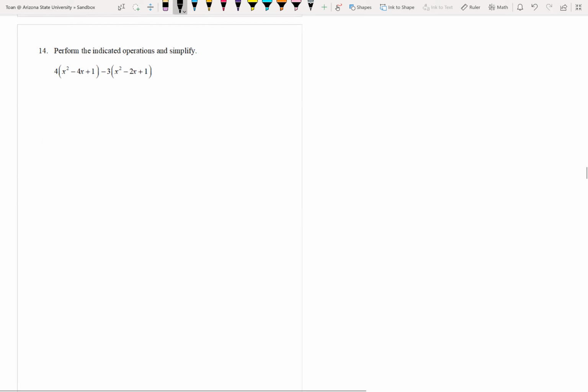Number 14 was just straight up following instructions. Just do what it tells you to do and simplify. So I hope this was not too confusing. So the first thing I notice is stuff in front of parentheses that tells you to distribute. So I'm going to distribute the 4 here. That gives you 4x squared minus 16x plus 4. And then we're going to distribute the minus 3. You have to distribute that negative as well. So it's a negative 3x squared plus 6x minus 3.